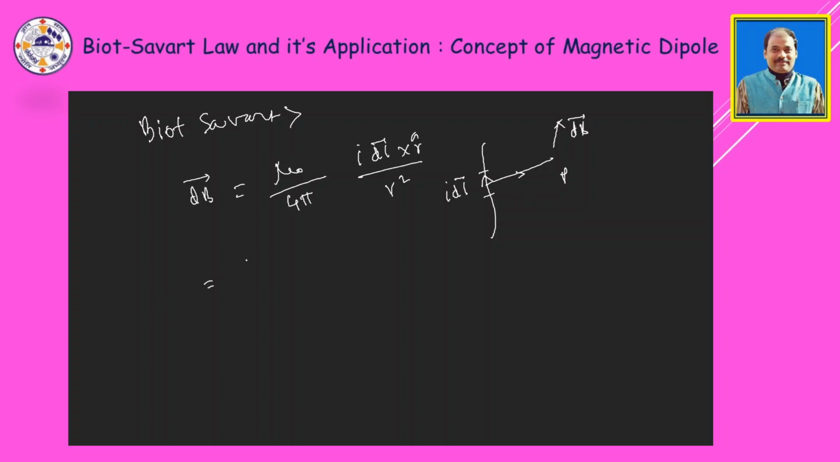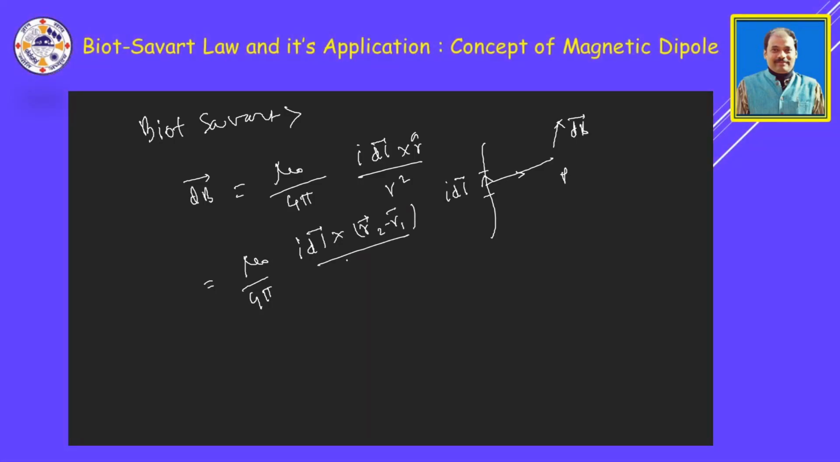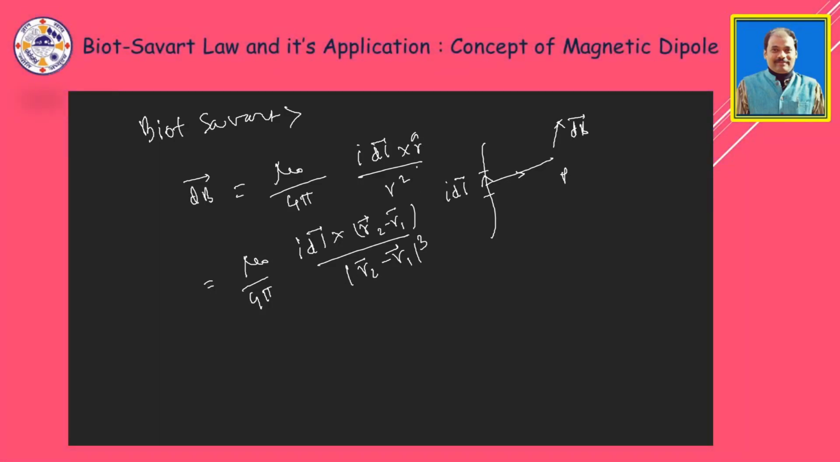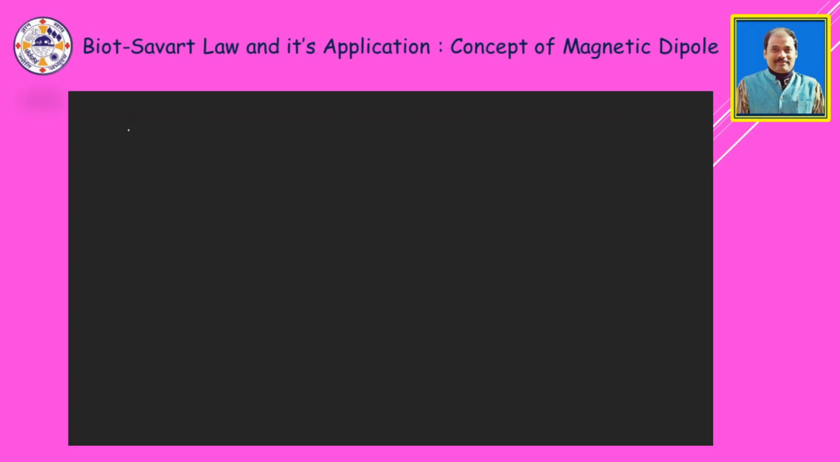So I can write it also as mu0 by 4 pi IDL cross R2 minus R1 divided by mod of R2 minus R1 cube. I just replaced the unit vector R hat by a vector R2 minus R1. Therefore, as a first example, I want to derive the magnetic field due to a straight current carrying wire.